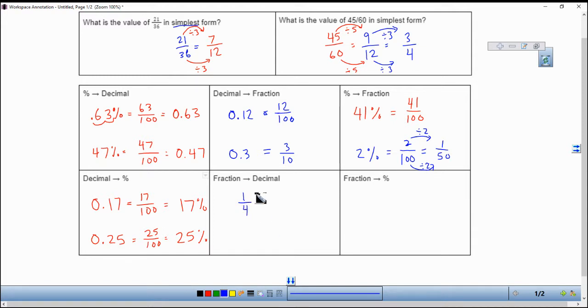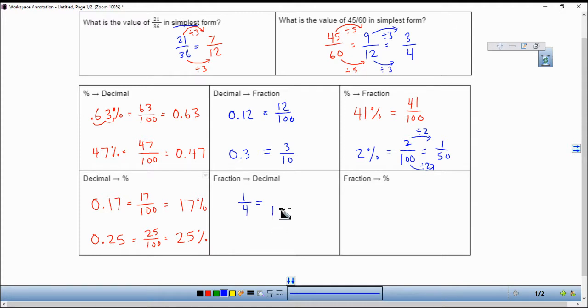That's not out of 100. But if we can somehow get it to 100, we can make it into a decimal. All right, so let's take a look at this fraction. So fraction to decimal, this 1/4 is not out of 100. So in order to change it to a decimal, we need to get it out of 100.